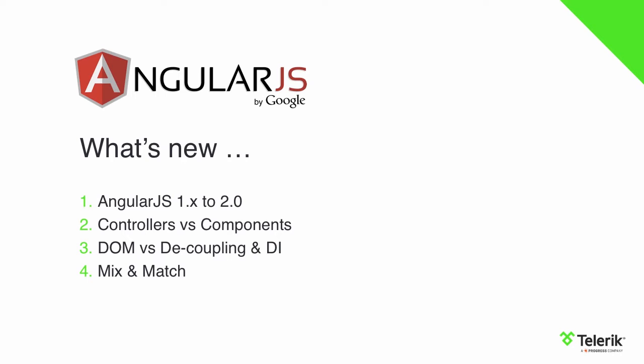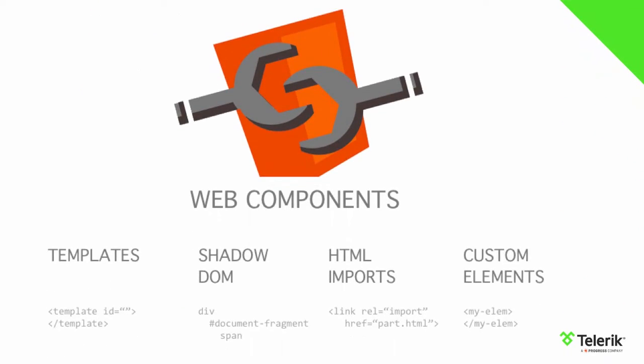It's much more modular. You have more of the usage of components over controllers. You have much more decoupling and dependency injection over plain DOM manipulation. The good news is some migration paths are starting to show, and you can mix and match 1.x with 2. And web components epitomizes a lot of things that are new with the ECMAScript 6 JavaScript standard. You have a much more modular and component-based web architecture, and you can use features like templates and shadow DOM and custom elements. So what does all of this have to do with Kendo UI?